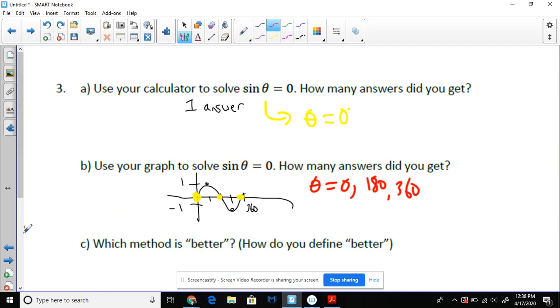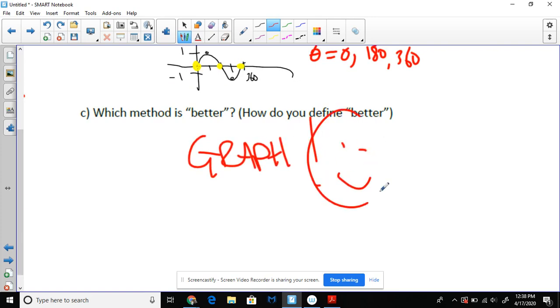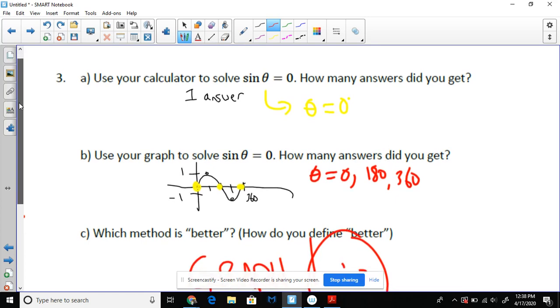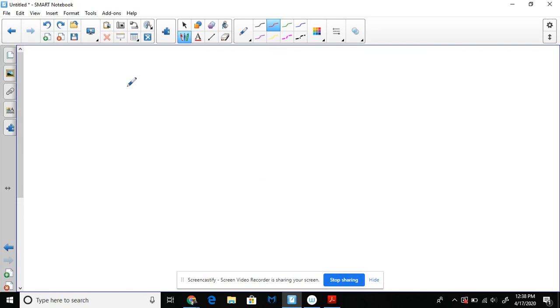So that's why when we talk about which is better, the graph is better. Because from the graph, I can see there are 3 answers, whereas the calculator does not give me the complete picture, all right? So I think that's it.